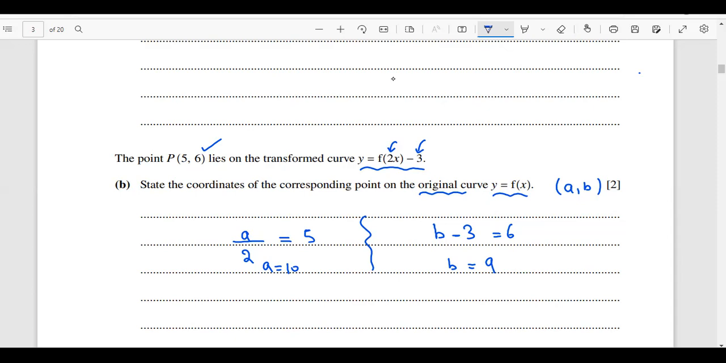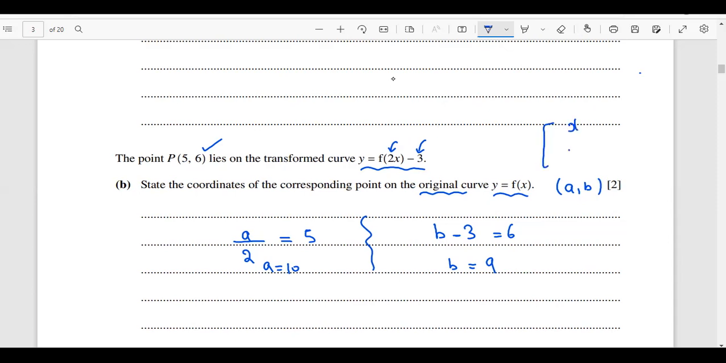For the translation vector, this coordinate refers to x, this coordinate refers to y. For the y, we just write it down as it is. If we had minus 3, I've written minus 3. Let's say if you had f of x minus 3 minus 3. So what would be the translation vector in that case? Can anyone tell me? Quickly, please.